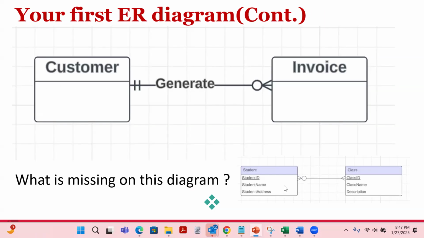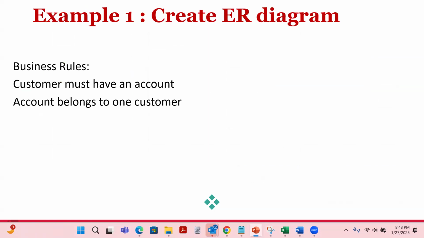For example, here we have a student and class, and we have student ID, student name, address, and so forth. Same for classes. Our diagram doesn't have attributes, but again, it's just because it's a simplified diagram. We're not too concerned about attributes just yet. Okay.